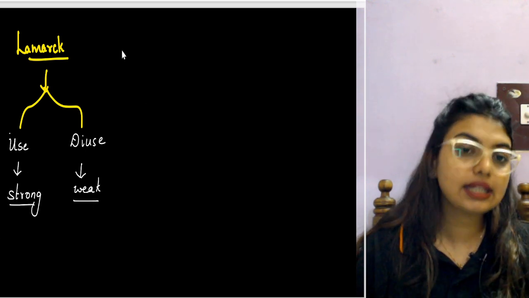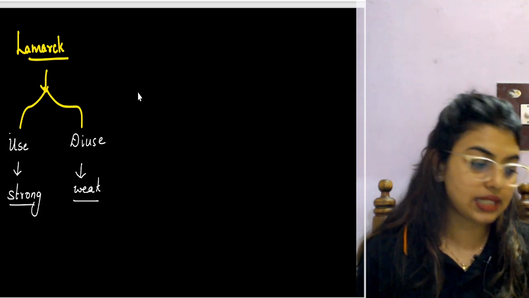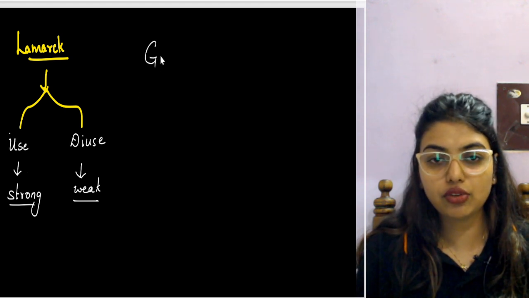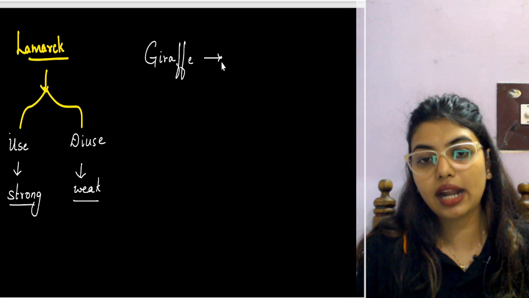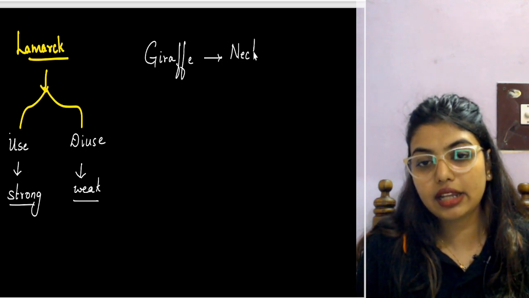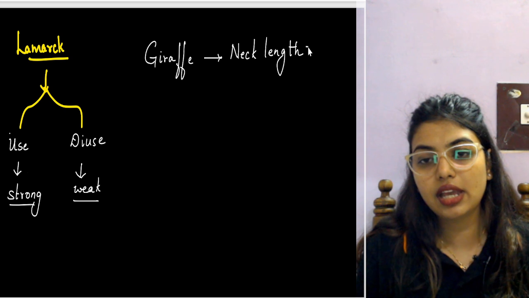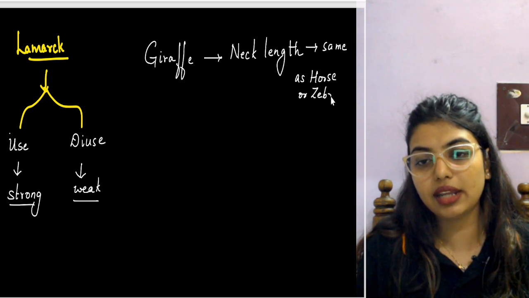Second thing that he told was inheritance of acquired characters. That is, let's say giraffe is the example, all of you know, no? Normally the first giraffe that was formed had a neck length just like that of a horse or zebra, like a normal neck.